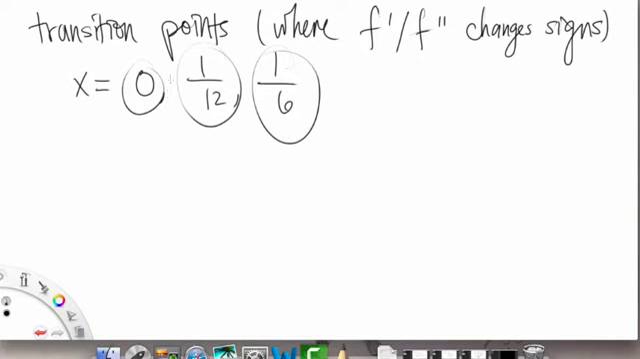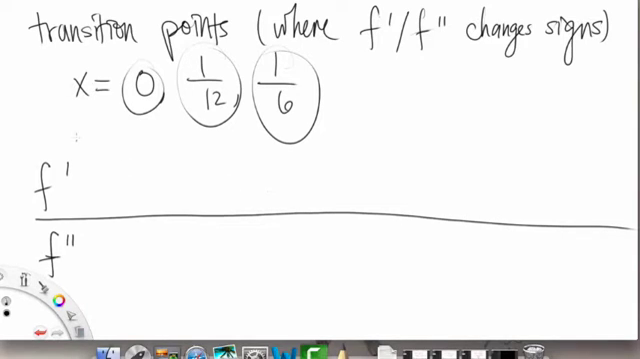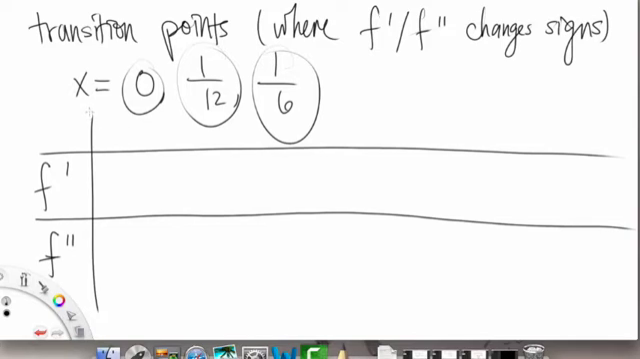So let's form our chart now, with f prime and f double prime. Here are our intervals. All the way to the left is always negative infinity, unless the problem gives you an interval to work within, like endpoints and everything. But here they didn't, so we say negative infinity up to the leftmost transition point, which is 0. Then we draw our line here, which is the end of one interval.